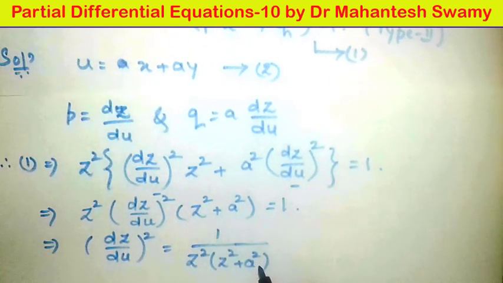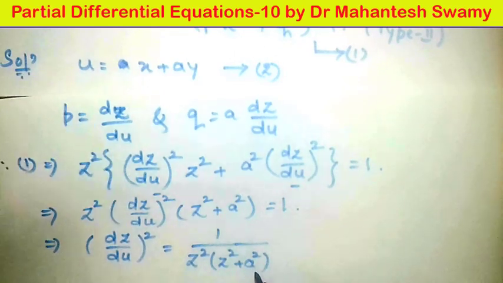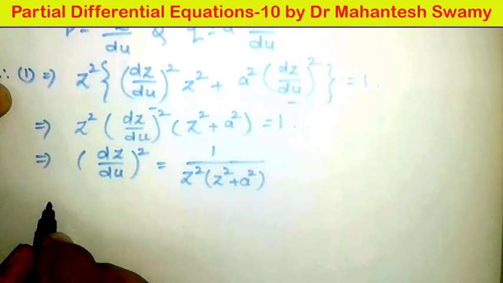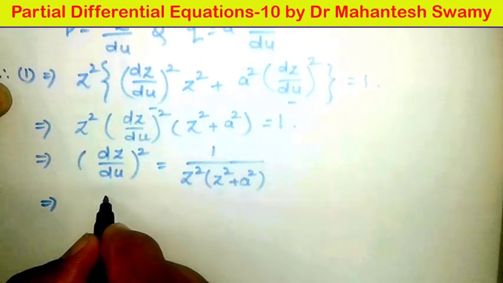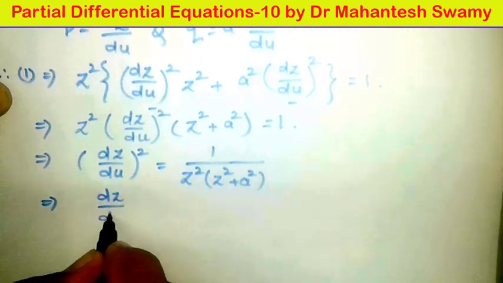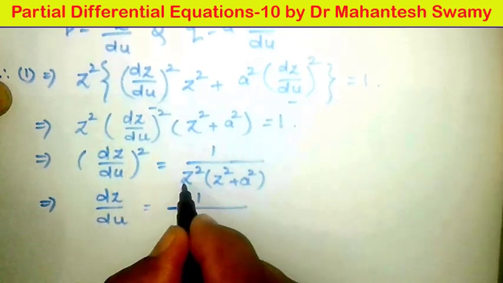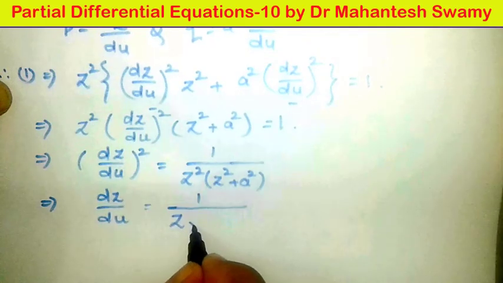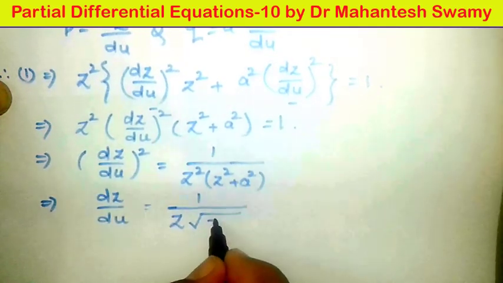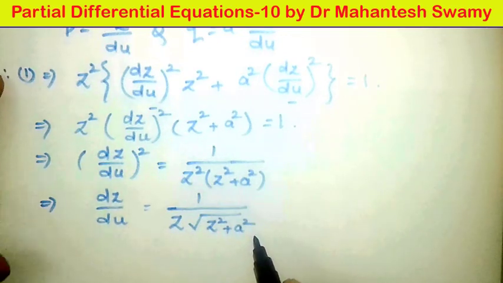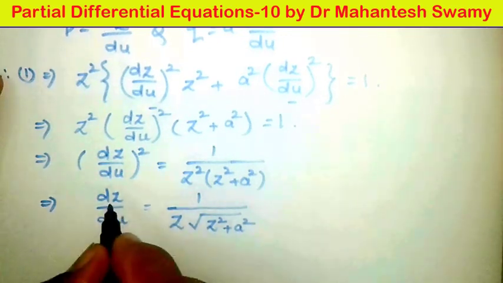So now we have to take the square root on both sides. When we take the square root on both sides, we will have the value of dz by du equals square root of 1 is 1 divided by square root of z square is z, square root of this thing, let us keep it as it is, z square plus a square. Now we are observing here variables can be easily separated.